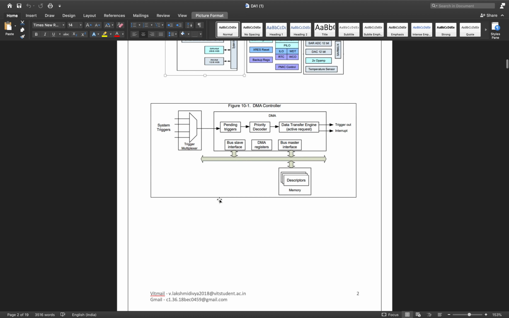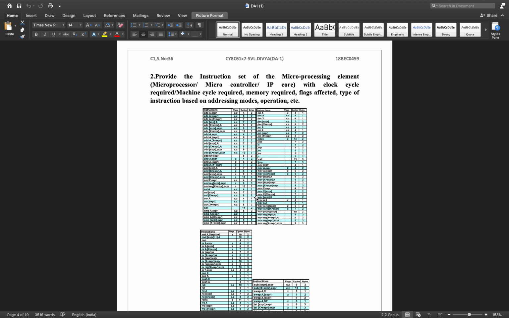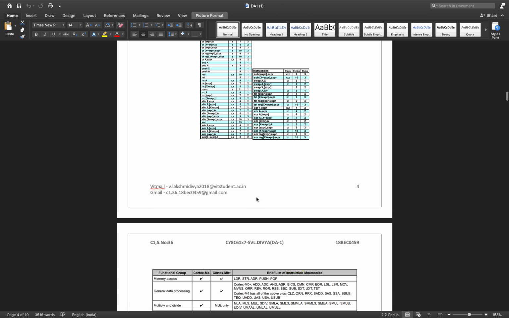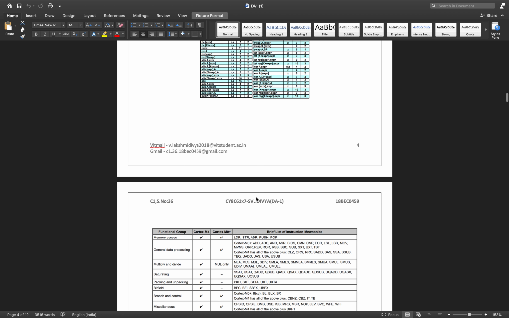Now coming to the second question, we are asked to provide the instruction set of the microprocessor or microcontroller. This microcontroller has two ARM CPUs: Cortex M4, which has an FPU, a floating point unit, that supports single cycle DSP instructions, and Cortex M0 Plus, which has an MPU, a memory protection unit. Cortex M4 implements a version of the Thumb instruction set, and Cortex M0 Plus supports the ARMv6-M Thumb instruction set. This table describes which CPU is used for which function, and these are the instructions used in the functioning of the CPU, like addition, multiplication, and move instructions.